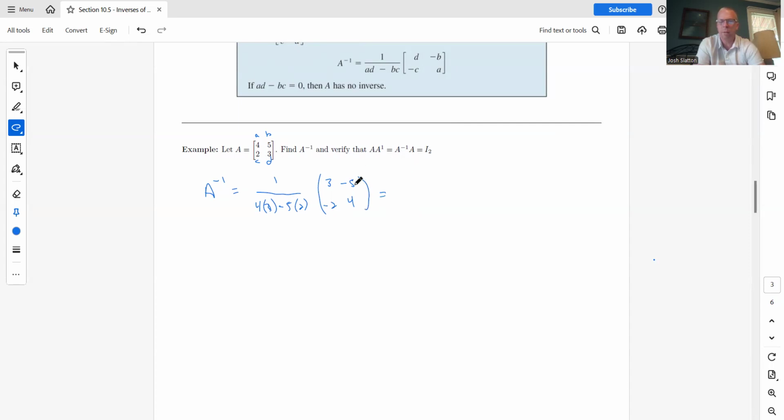And then we can multiply these out. So 12 minus 10, so this would be a 1/2, times the new matrix that we have. And so we just multiply 1/2 times each of the entries. Remember, this is called the scalar, but we just call it a constant or a scalar. Multiply that by each entry in the matrix. So we have 3/2, -5/2, -1, and 2. And then that should be our inverse.